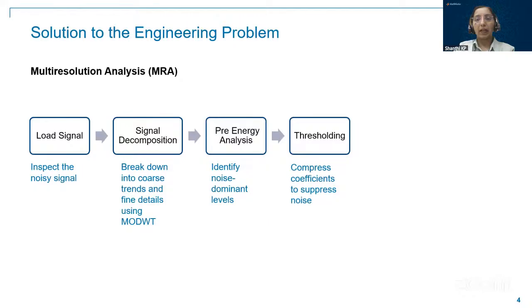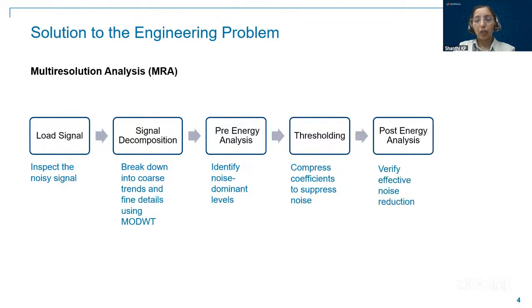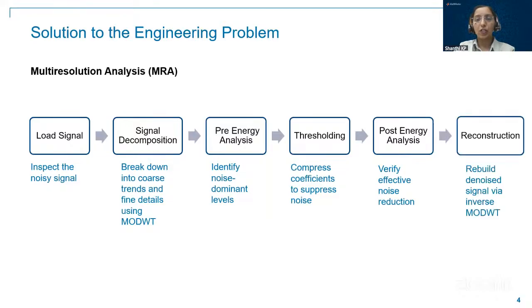Here we apply a threshold value to filter out unwanted noise or irrelevant information by setting specific cutoff values. Following the thresholding, after we remove the noise, we conduct a post-energy analysis. This is to evaluate how the energy profile has changed after filtering and to see how effective our noise reduction was. Finally, we reach the reconstruction stage, where we reassemble the processed signal, which is ready for further use or interpretation. So these are the steps we'll be implementing in today's session in MATLAB.